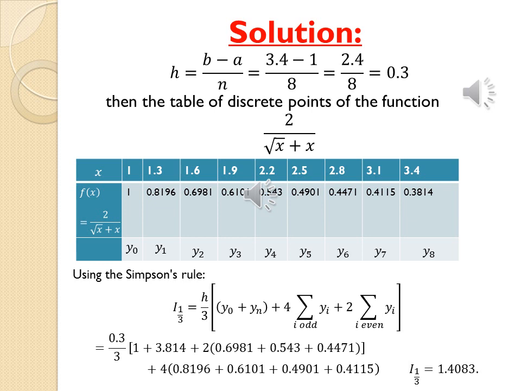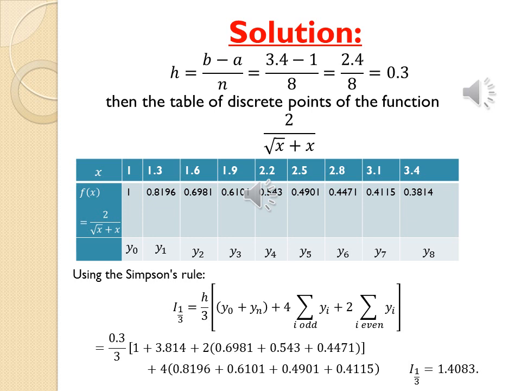The solution was that, first, calculate h. h equals (b minus a) over n. After calculating h, make the table. We have h equal to 0.3 and we have 8 intervals.